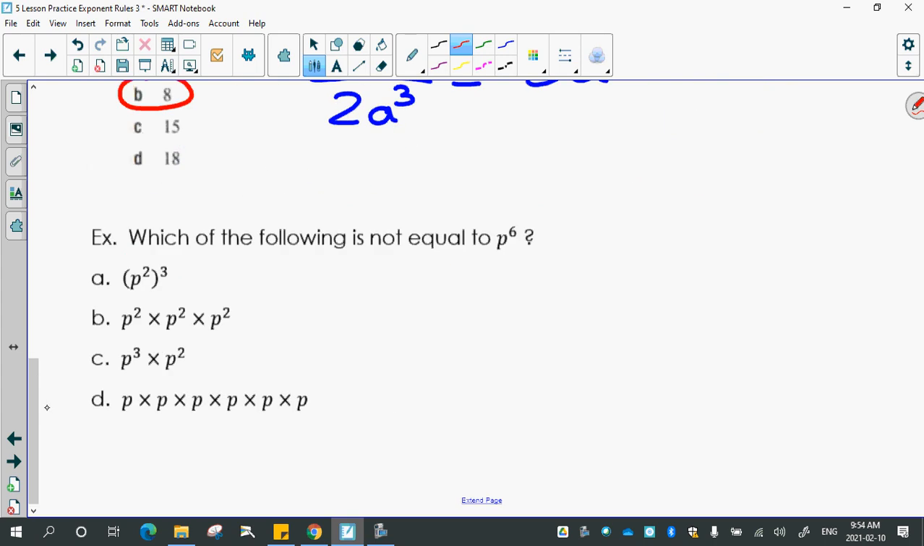And which of the following is not equal to p to the 6th? Yep. C. Because p cubed times p squared would be what, Carter? P to the 5. So all these other ones are equal to p to the 6.